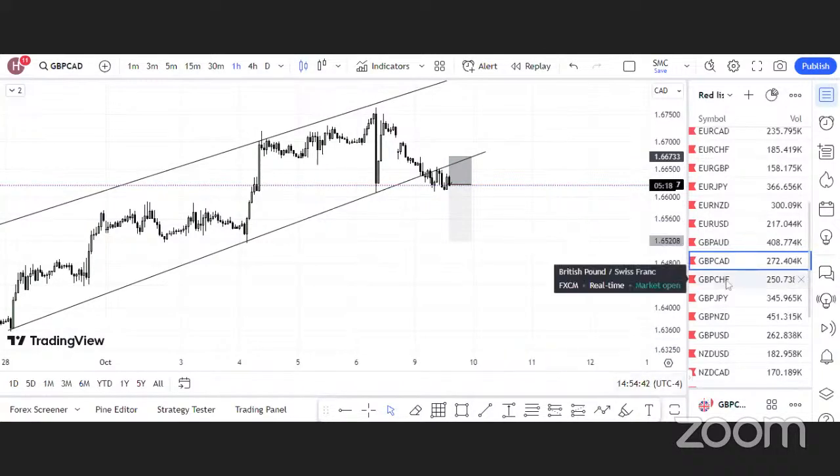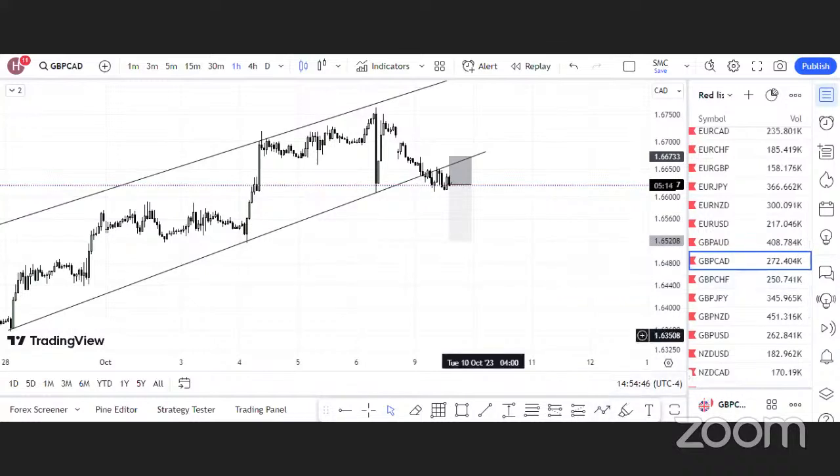Let me see if my app is up so that I can show you guys how you can actually set, you know. Let me show you the app, and how to set a buy limit and sell limit.